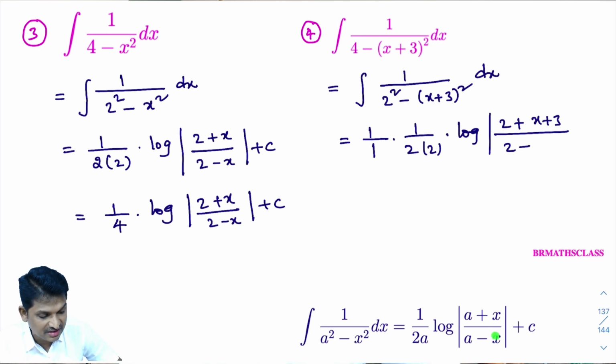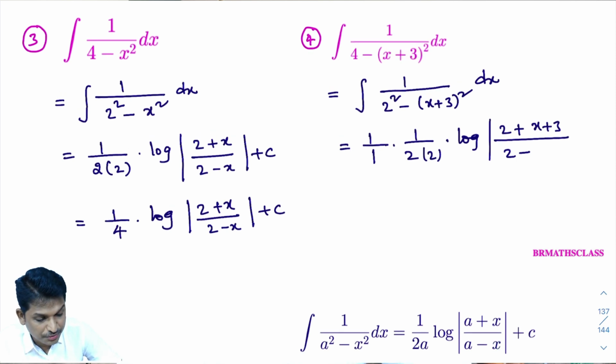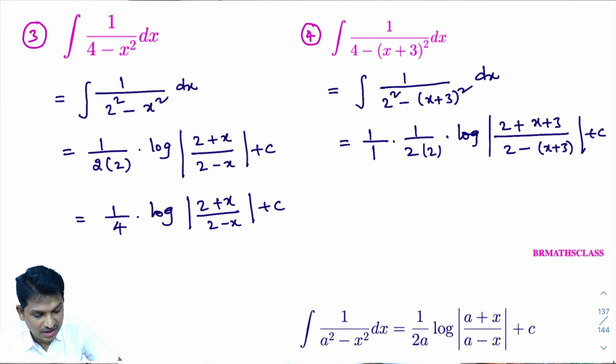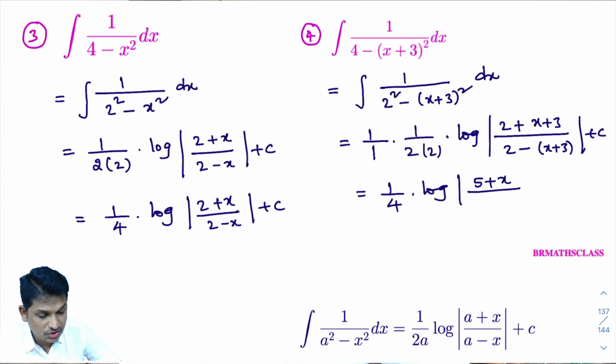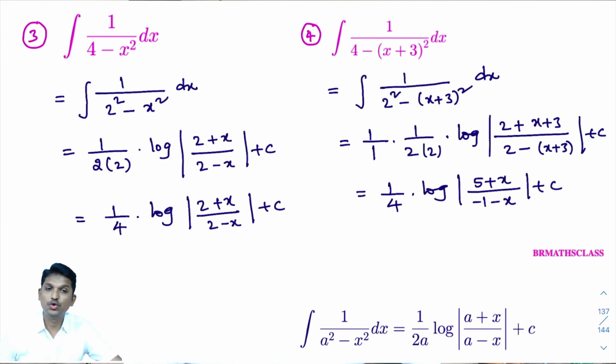Look here, a minus x. What is x? In place of x, x plus 3 is there. You write x plus 3 here. I hope you are understanding. x plus 3 plus c. A little bit of simplification. That equals 1 by 4 into log mod 2 plus 3, 5 plus x divided by this is 2 minus 3, that is minus 1 minus x plus c. I hope you understand this.